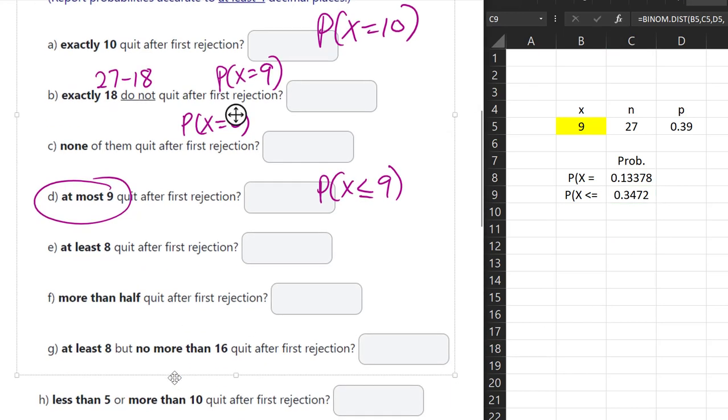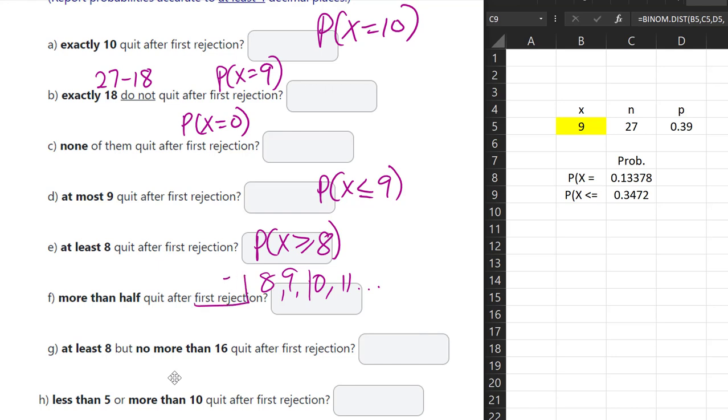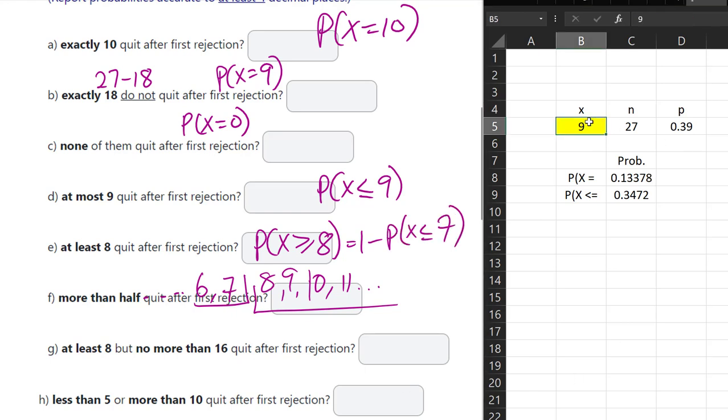Now part E, at least 8 quit. So at least means X is greater or equal to 8. We want everything from 8 on, 10, 11, all the way on. That means if we subtract everything up to 7 from 1, we can get everything 8 and above. So this will be 1 minus probability that X is less than or equal to 7. So if we put 7 here, we get this probability, and then we subtract that from 1. 1 minus that will give us the required answer there.